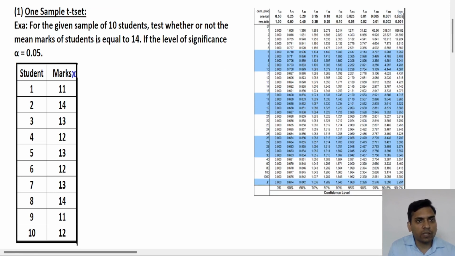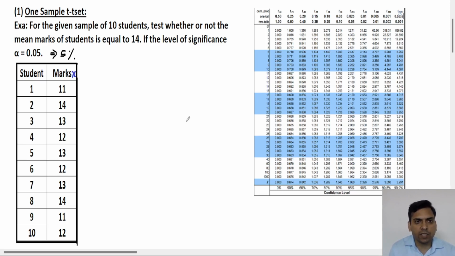in which, for the given sample of 10 students, test whether or not the mean marks of a student is equal to 14, if the level of significance alpha equals 0.05. This means we can say the level of significance is 5% also. We have data of 10 students, from 1 to 10, and their marks in a particular subject. So we can understand this question with the help of another related example.